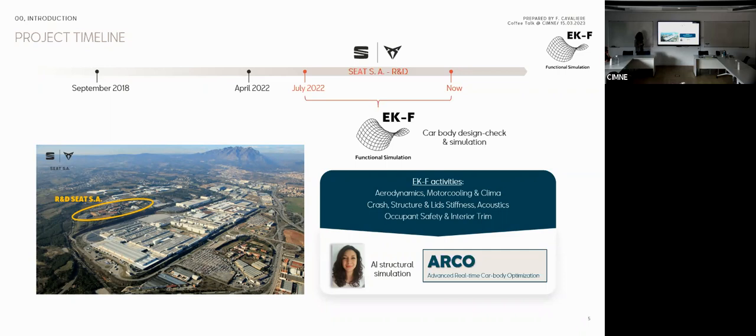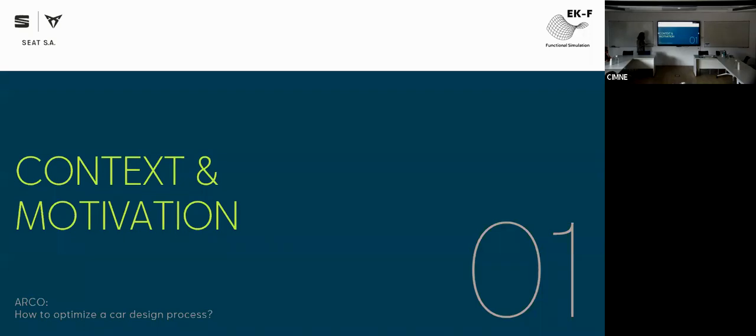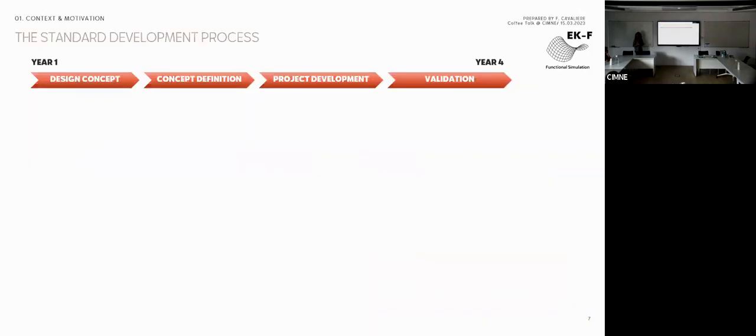And the first objective that I have now inside the company is to finally apply the project which comes from my PhD to real industrial application, what we call ARCO. I will tell you what it means exactly. So let's start with some context and motivation behind the project. And let's have a look at the standard development process, how it works normally.